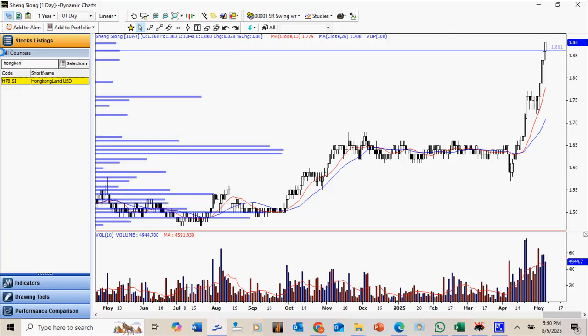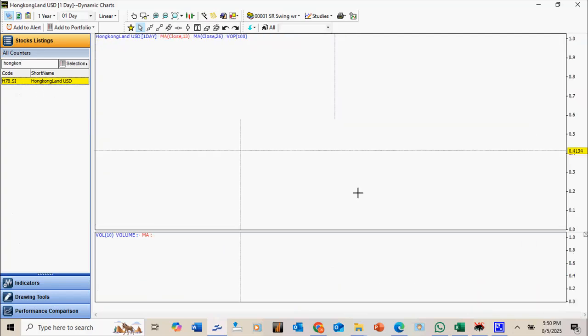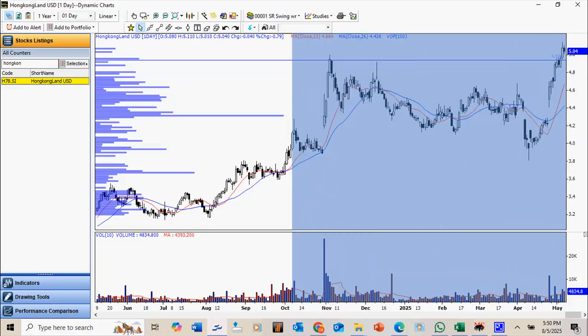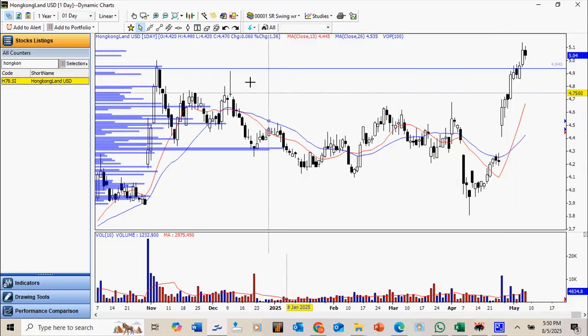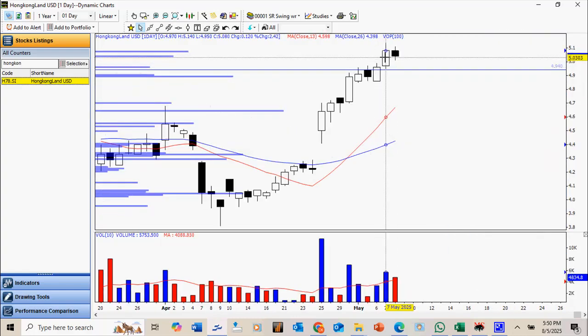The only property stock perhaps worth watching is Hong Kong Land. Moves on its own merit. The sector is actually generally weak. Very nice break above the resistance, followed by an inside bar. Look for a break above this high here of 514.